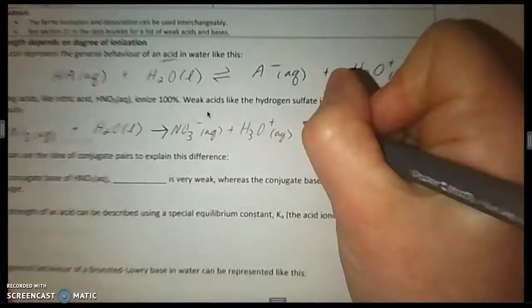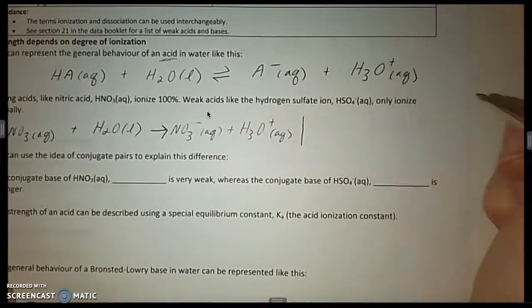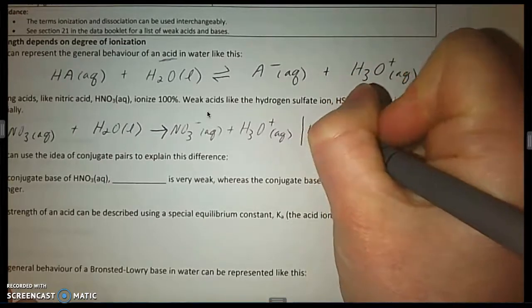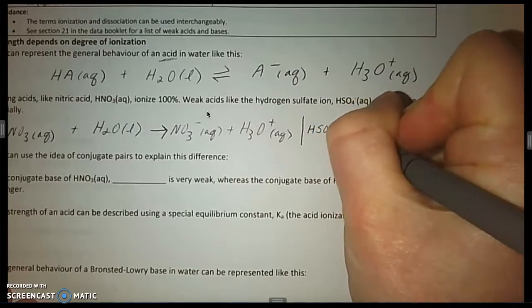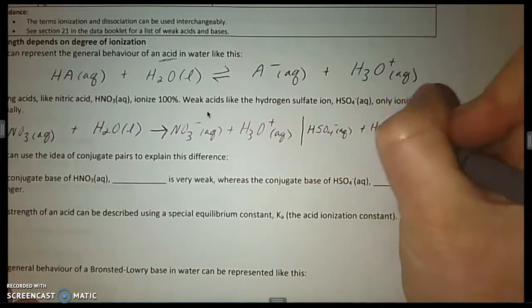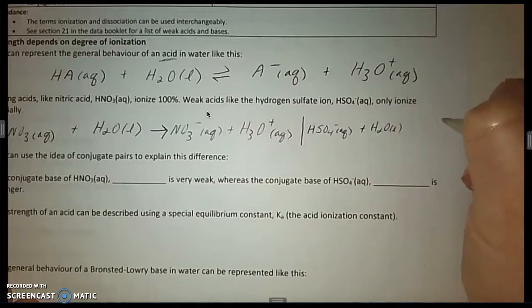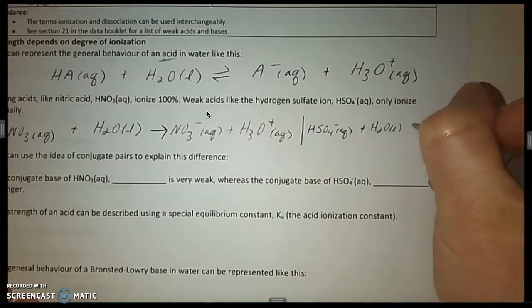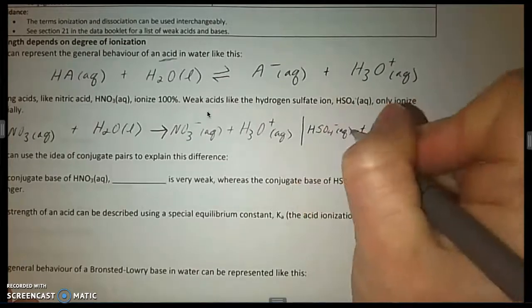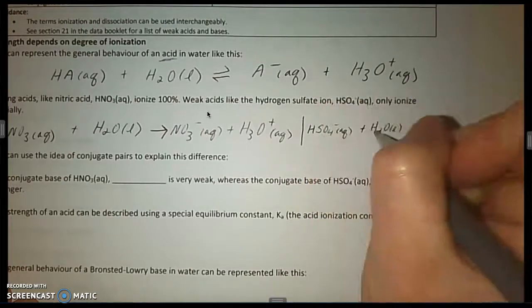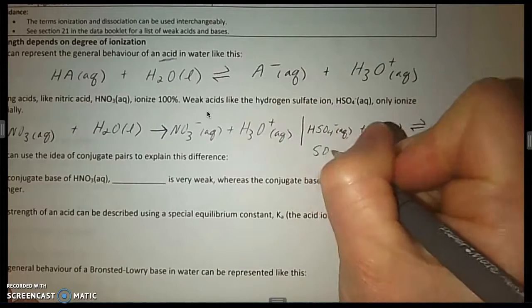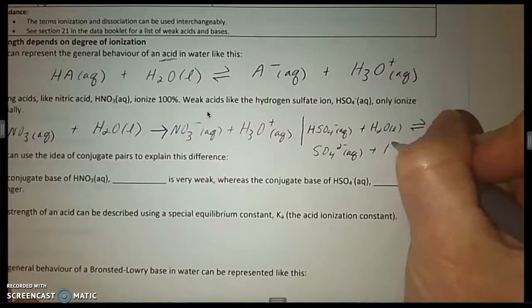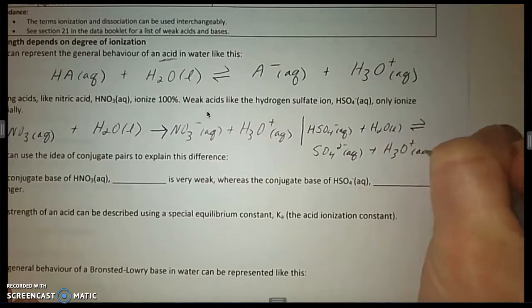And you can see that's a little bit different than a weak acid like the hydrogen sulfate ion. I'm going to have to write this one a little bit small because I didn't leave myself enough space. So we've got HSO4-. It's going to react with water. And I'm just going to write the products below because I'm out of space. This is acting as an acid, meaning it's going to donate a proton. So I'm going to end up with the sulfate ion and hydronium as my products.